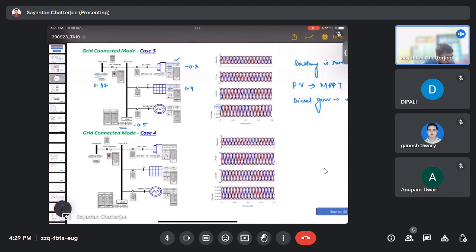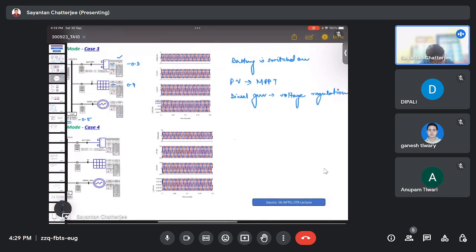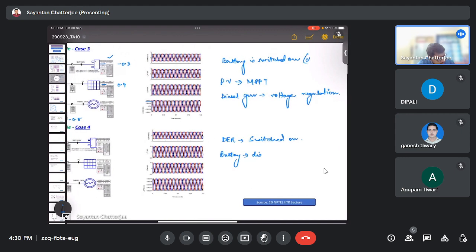Okay, there is another case, case 4. Here also DERs are switched on, meaning the PV, then the battery, as well as the diesel generator. But here the battery is in discharging mode. Here the battery was in charging mode.